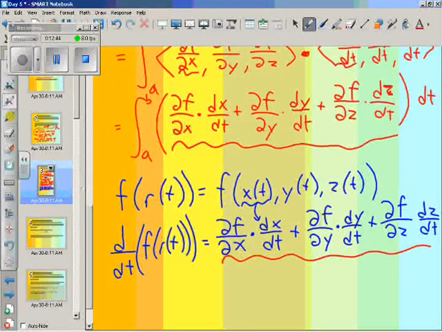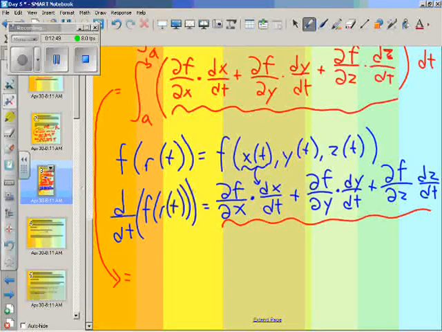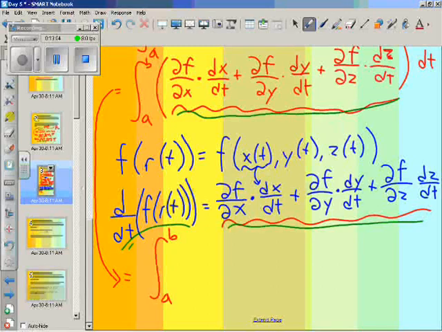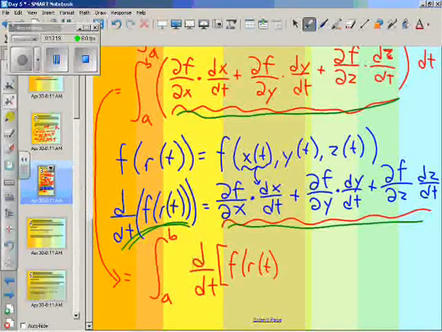And then we bring this integral right down here, and we know that this is going to be equal to the integral from a to b. But again, if this is equal to this, then this is also equal to this. And so we can just make this substitution and say this is just going to be the integral of the derivative with respect to t of f of r of t. So that's the big step.